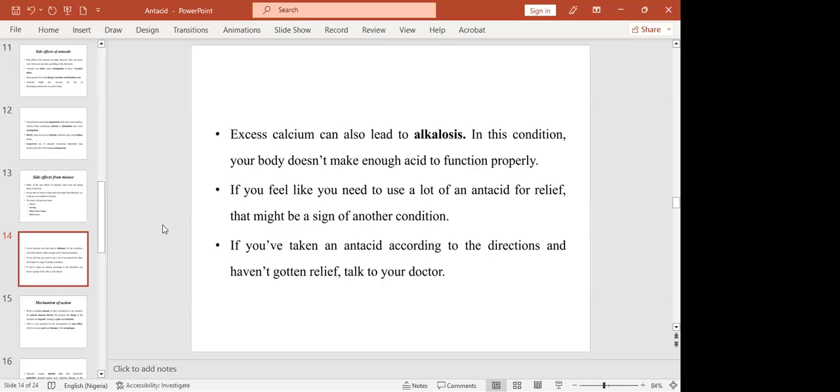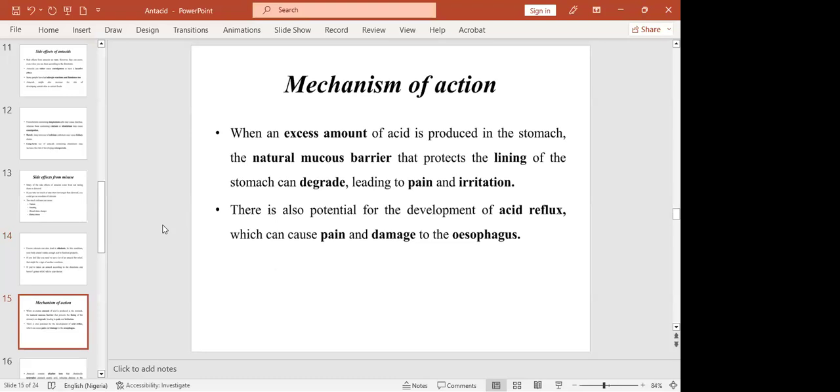And if your patient has taken antacid according to direction and they don't feel relief, you want to refer them to the managing physician, because peptic ulcer, if it's just excess stomach acid, is generally easy to treat without much hassle.